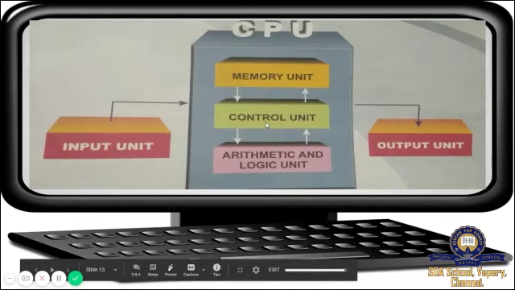Then the control unit. The control unit controls how to give the answer to the user. If I ask a question, the control unit will decide based on my instruction. If I ask for a printout, it will use the printer. If I ask for the result to be shown on the monitor, it will use the monitor. So the control unit controls all the other parts of the computer. Then the calculating part and all the logical thinking belongs to the third unit, the arithmetic logic unit. So these are the three parts in the CPU.